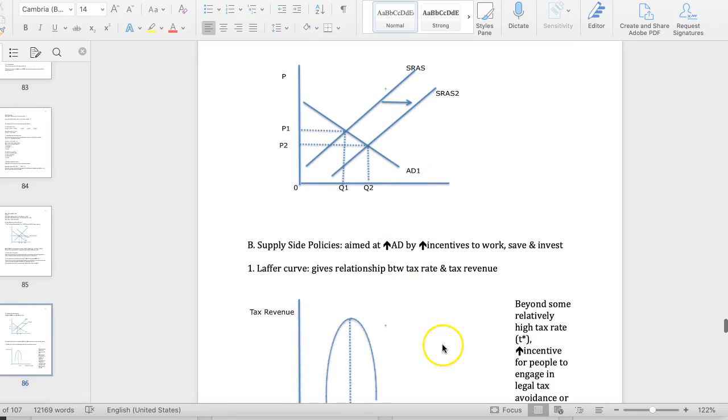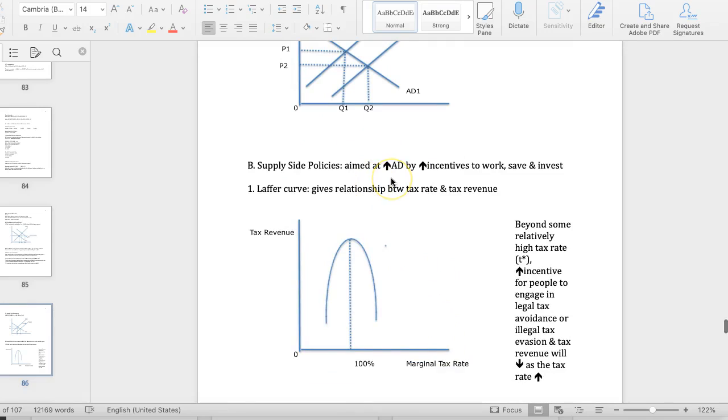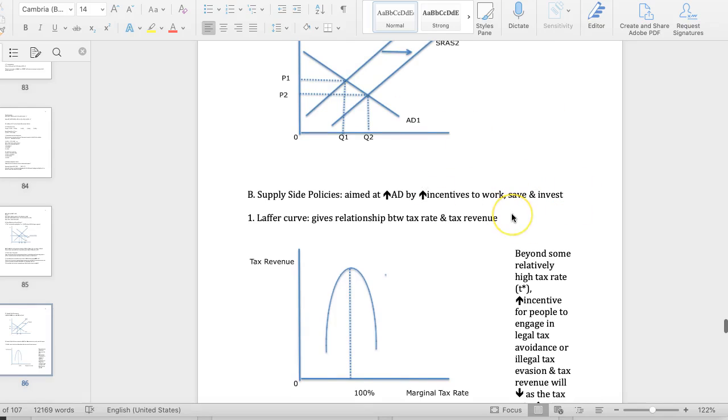Okay, so supply side policies are aimed at increasing aggregate supply by increasing incentives to work, save, and invest. So what kind of incentives do you need? Well, for example, when the government instituted the write-off for the 401k or the IRA, that is an increased incentive to save and to invest. So anything like that, for example, if the personal tax rate was reduced, that would increase your incentive to work more because you'd be able to keep a higher percentage of your money. So those are supply side policies.